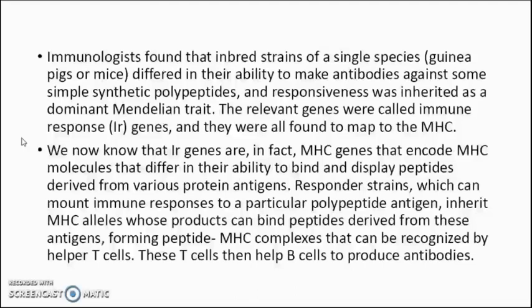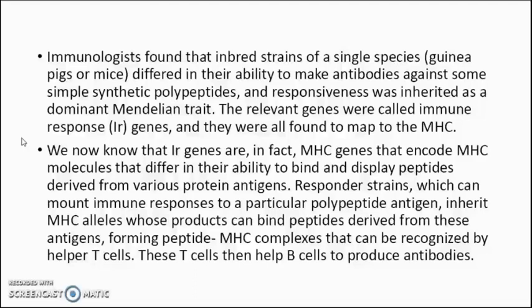Immunologists found that inbred strains of a single species, guinea pigs or mice, differed in their ability to make antibodies against some simple synthetic polypeptides, and responsiveness was inherited as a dominant Mendelian trait. The relevant genes were called immune response genes, and they were all found to map to the MHC. We now know that immune response genes are in fact MHC genes that encode MHC molecules that differ in their ability to bind and display peptides derived from various protein antigens.